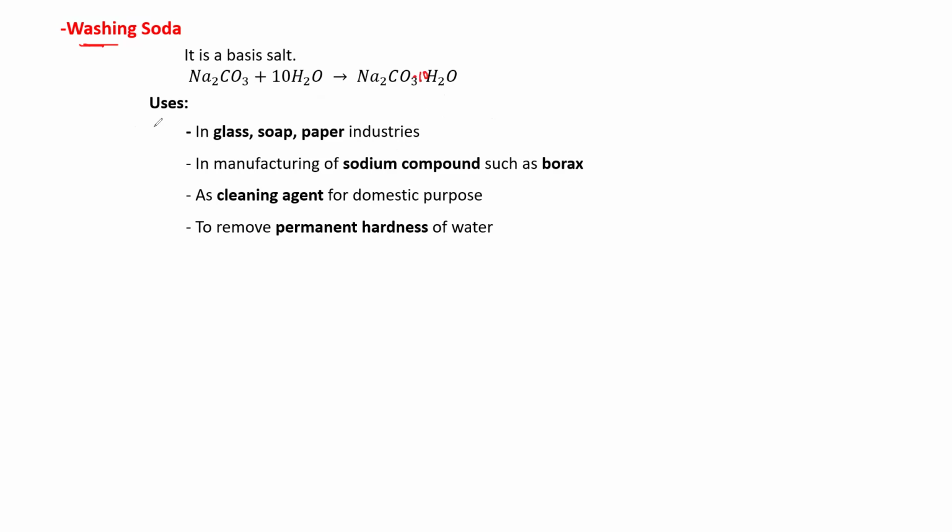So again, what are the various uses of the washing soda? It is used in the glass, soap, and paper industries. It is also used for the manufacturing of sodium compounds such as borax. It is one of the cleaning agents for domestic purposes. And its vital use is to remove the permanent hardness of water. Due to permanent hardness, the water will not be suitable for the cleaning of clothes also. So these are the main salts that we are going to obtain from the common salt. And finally, what are their uses?